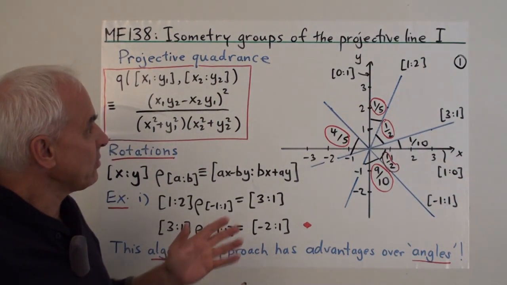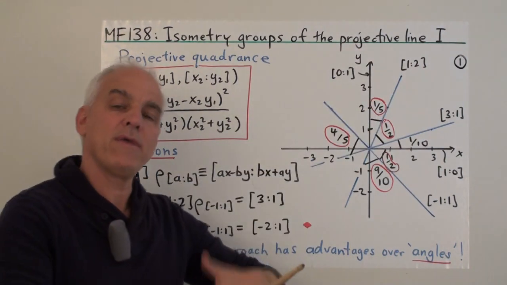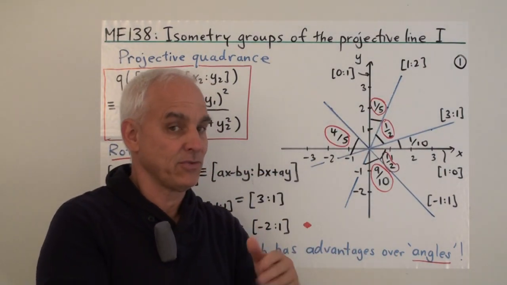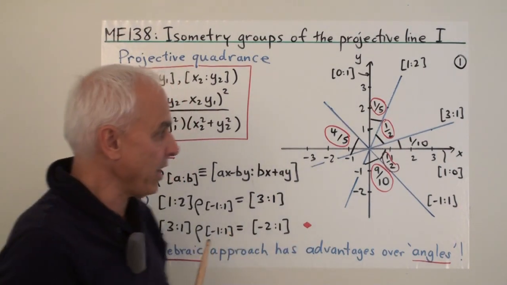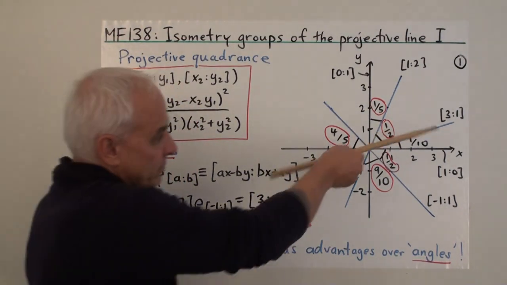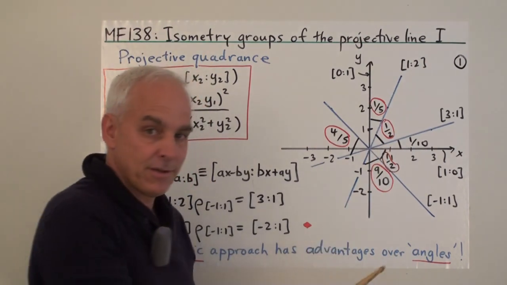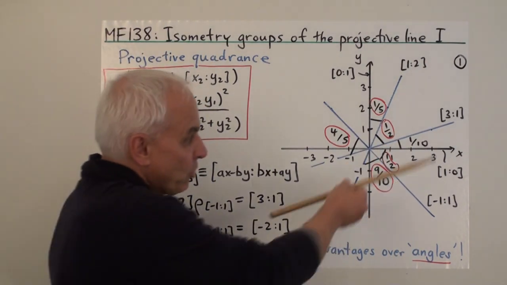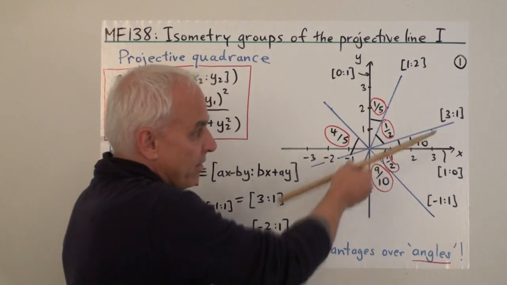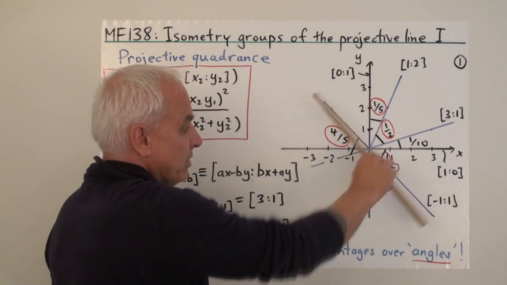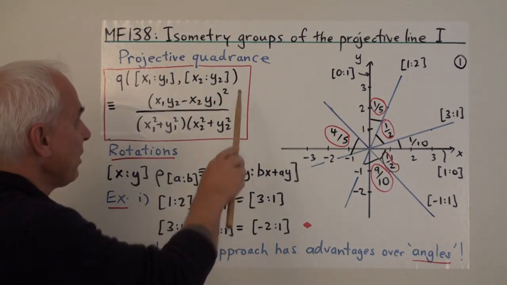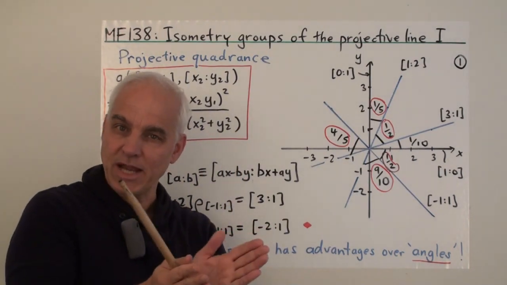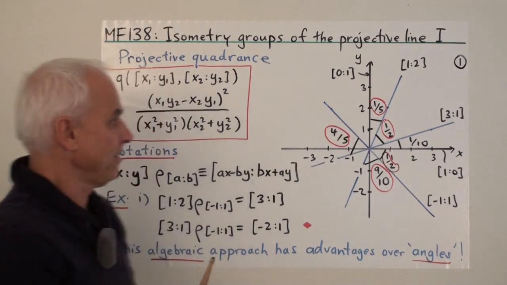So the context is we're working in the projective line with a Euclidean structure. So it's not just the projective line, it's really the Euclidean projective line. We're talking about lines through the origin in a two-dimensional space, determined by proportions like 3 to 1 or 1 to 2 or minus 1 to 1. We're talking about the projective quadrance, which is how we measure the separation between any two of such lines.